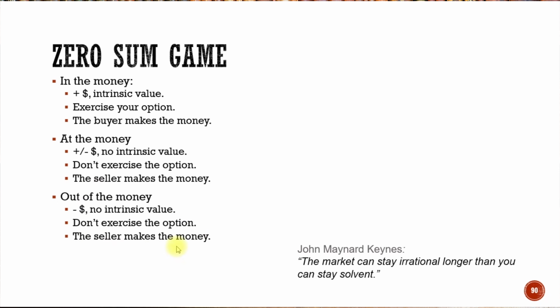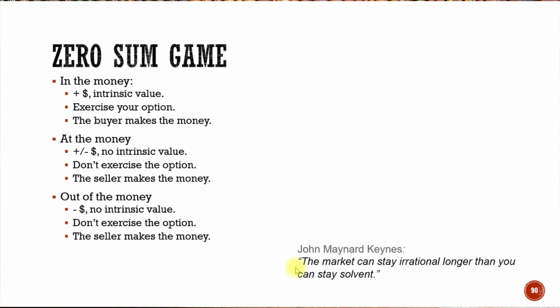Now, if it's out of the money, that means there's no intrinsic value. The stock price remains bouncing around, say, 104 and 96 or something like that, and your option strategy is not working. So that means that the seller gets to keep the money.